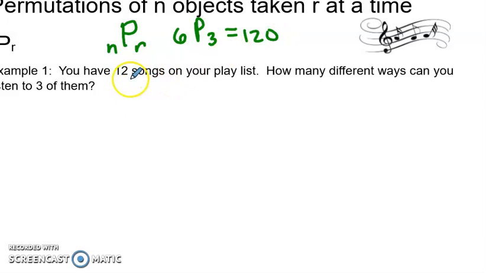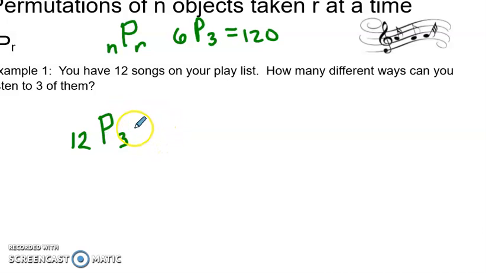Let's try it again. You have 12 songs on your playlist, and you can listen to 3 of them. And again, order matters. Which one did you want to listen to first? Which one do you want to listen to second, third, etc.? So we're going to use the shortcut just to try it. We have 12. We're going to take permutations 3 at a time. So I'm going to punch in a 12 in my calculator. I'm going to press the probability button. I'm going to get permutations, and I take 3.